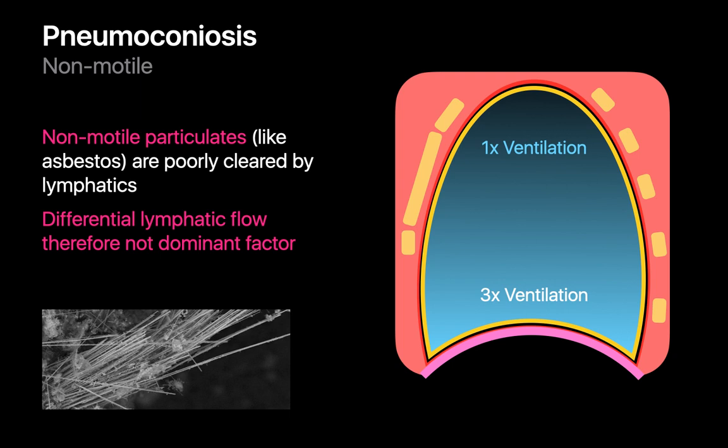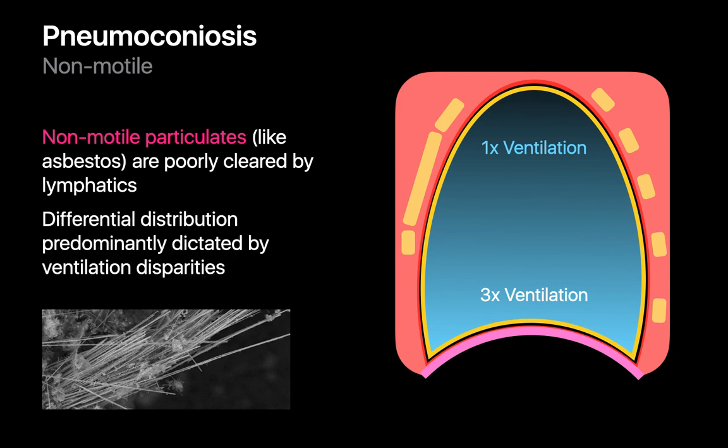Any geographic gradients in asbestosis are therefore primarily dictated by differences in ventilation. Since ventilation is three times higher in the lower lungs, many more asbestos fibers will be introduced into the lower lungs than the upper lungs, where many will get lodged. But why is asbestosis also a peripheral lung disorder?